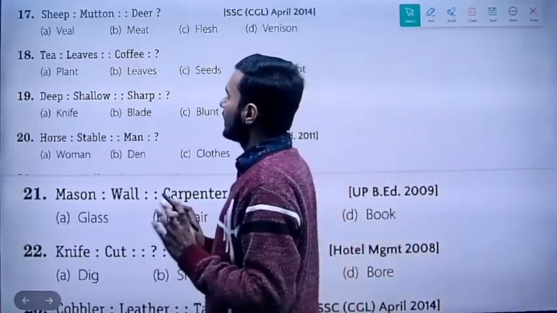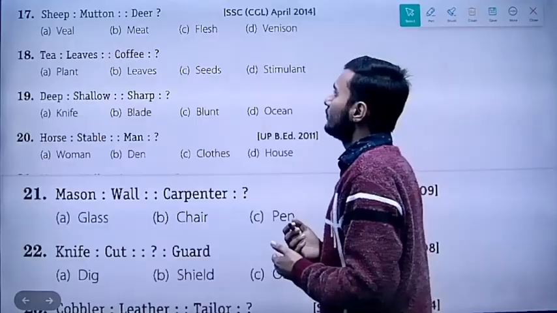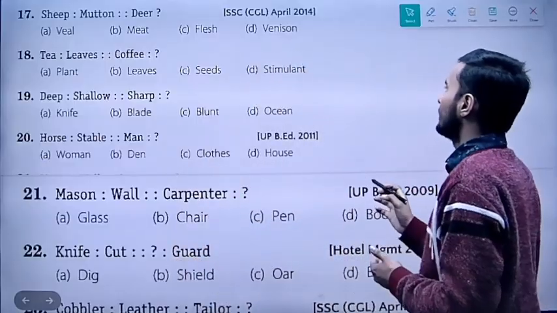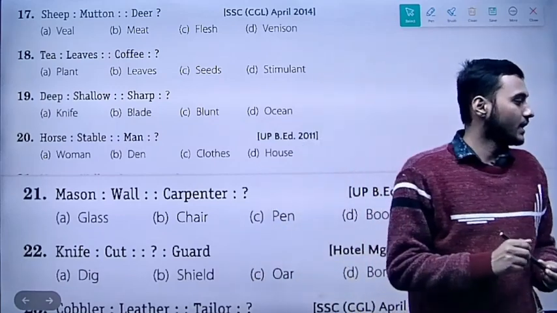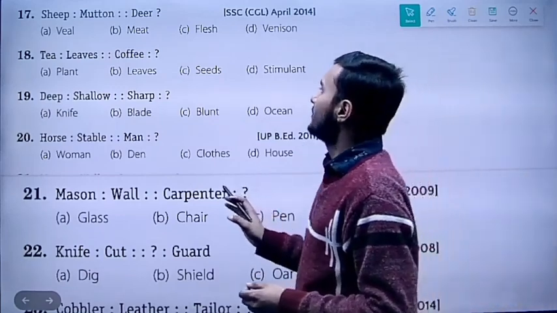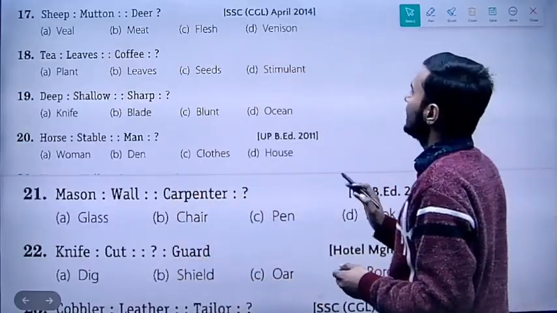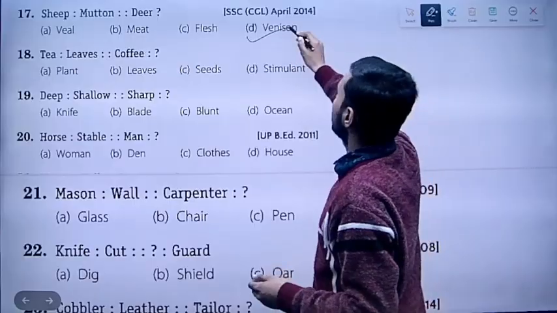First of all, we establish the relationship between sheep and mutton, and then we have to establish the relationship between deer and what comes next. We clearly found that mutton is the meat of sheep. So the meat of deer is option D, venison. This will be our answer to this question.